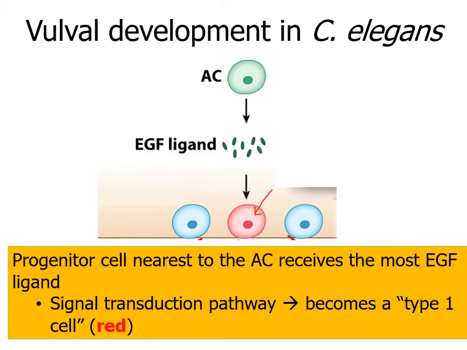So we started out with all three progenitor cells shown here being the same. The one that receives the most EGF ligand, the EGF ligand binds to a receptor. There's a signal transduction that happens. The signal is transduced inside the cell, and certain genes are turned on or turned off to make this a type 1 cell. So it's the anchor cell that induces the development in one of the progenitor cells.